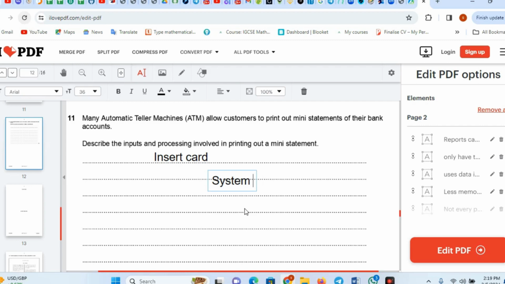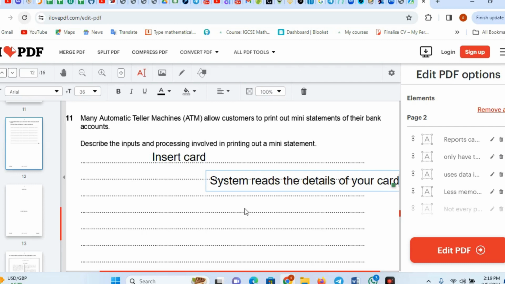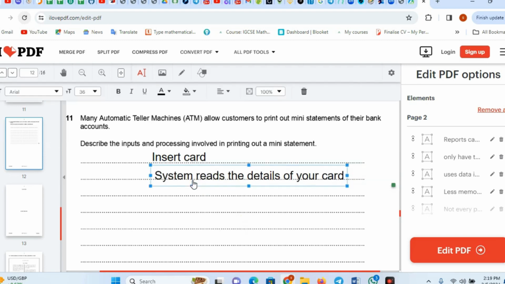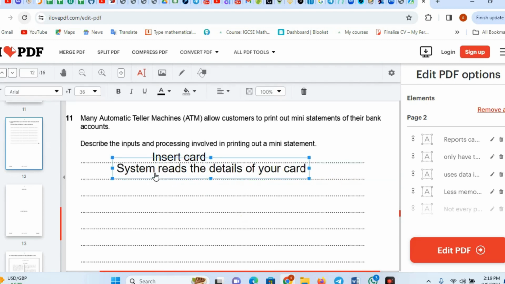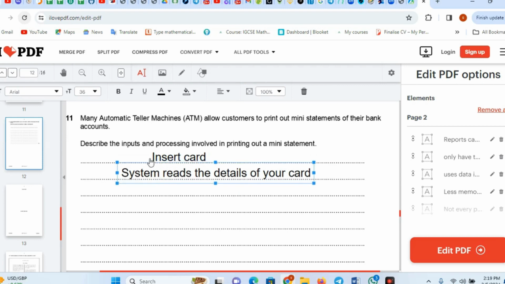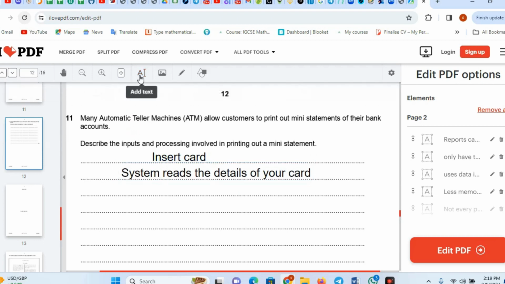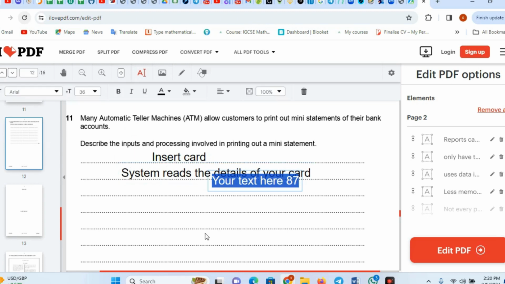So after the system reads the details of your card, what happens next? You will be told to select a language. Isn't that right? It will ask you, which language do you want? You are going to select a language. So I'll just put it as select a language.